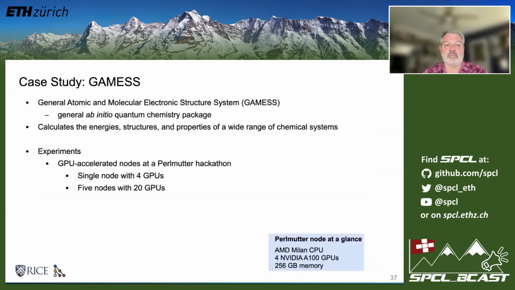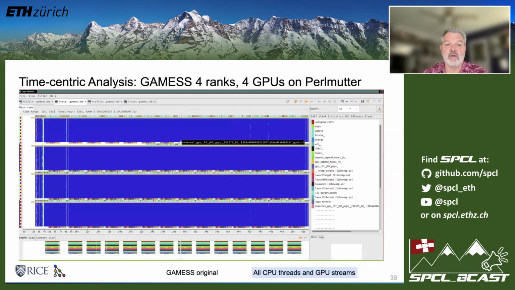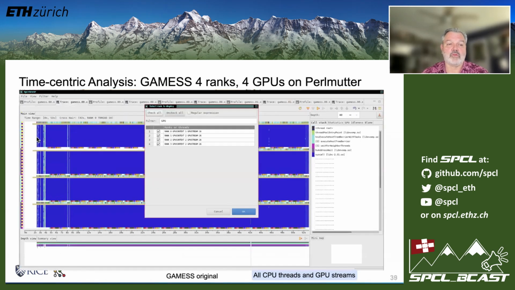So looking at GAMESS, which is an ab initio quantum chemistry package, it calculates energy, structures, and properties of a wide range of chemical systems. When we looked at GAMESS at the small scale on 4 MPI ranks and 4 GPUs on the Perlmutter system at NERSC, you see that some trace lines have some colors, and then there's all of this blue.